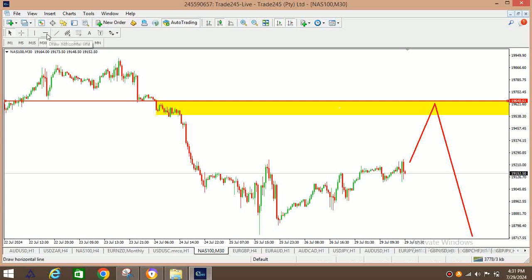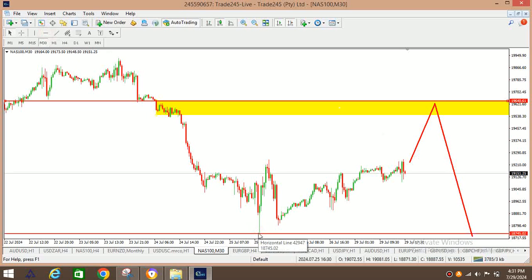So your take profit has to be here, and your stop loss has to be at this point. I don't see it coming to the stop loss because this trade is going to be a very good trade. Depending on the broker you use, if it's a broker with high liquidity like Trade 245, I saw that Trade 245 has very high liquidity when it comes to NASDAQ. I don't know which one you prefer.